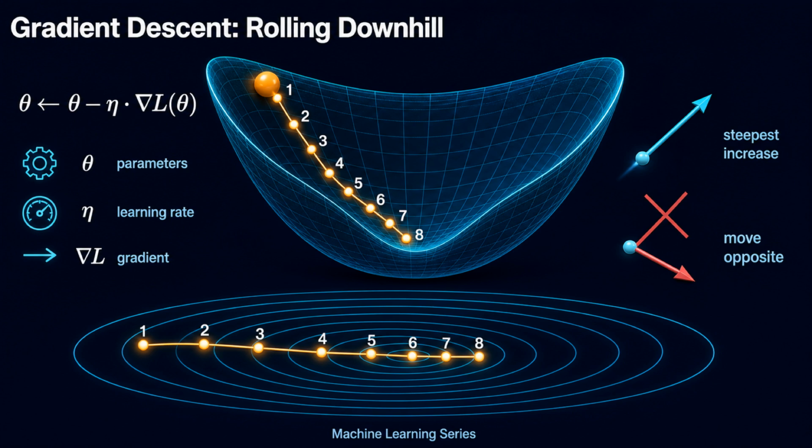Gradient descent solves this iteratively. Compute the gradient of the loss with respect to the parameters, then update the parameters in the opposite direction of the gradient. The gradient always points in the direction of steepest increase, so moving opposite to it decreases the loss. The learning rate eta controls the step size. Each update follows the rule: theta becomes theta minus eta times the gradient of L. This simple iterative process is the foundation of all neural network training.